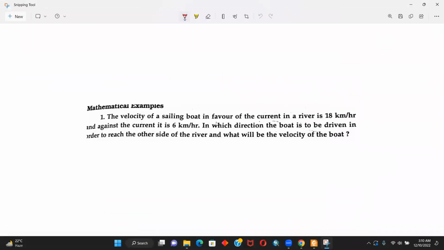That the velocity of a sailing boat in favor of the current in a river is 18 kilometers per hour. And against the current, it is 6 kilometers per hour. In which direction the boat is to be driven in order to reach the other side of the river? And what will be the velocity of the boat? Okay, very good. So let us consider this is our river. Let's see if this is like water.